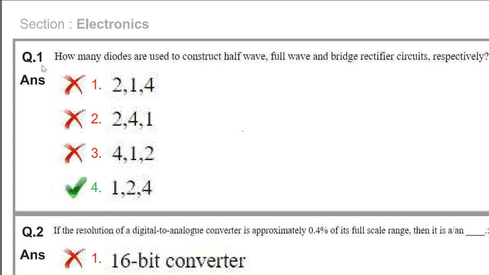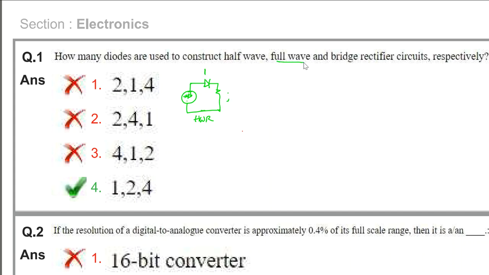Okay, let's see here. The first question is: how many diodes are used to construct half wave, full wave, and bridge rectifier circuits respectively? So first of all, in the case of a half wave rectifier, let me make the source here. It's a sinusoidal source, and there is a diode and a resistive load. So this is nothing but a half wave rectifier. Here the number of diodes is 1.